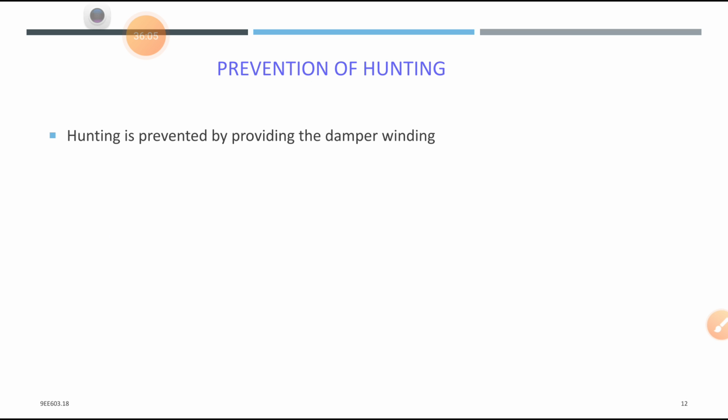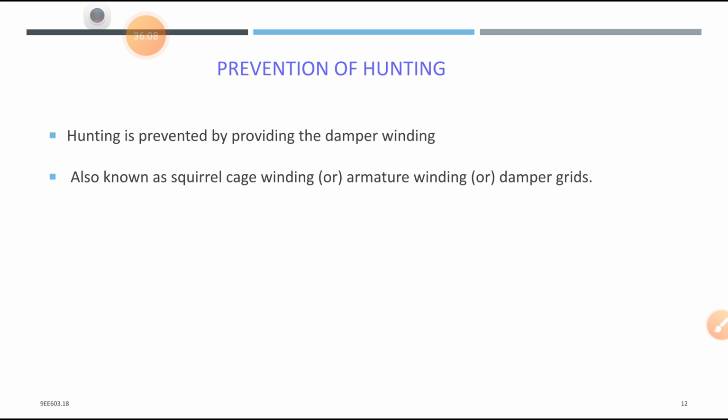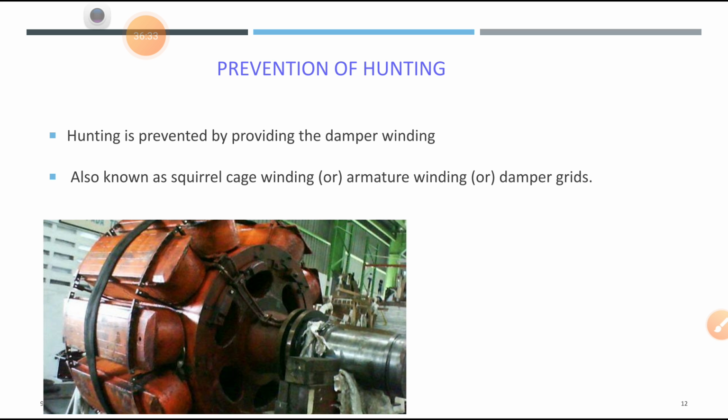Hunting is prevented by providing a damper winding, also known as a squirrel cage winding. What do you mean by squirrel cage? A squirrel is a small animal which is placed in a cage. So our rotor looks like a squirrel cage, and its name is the squirrel cage rotor induction motor. You can see here the armature winding or damper grids.